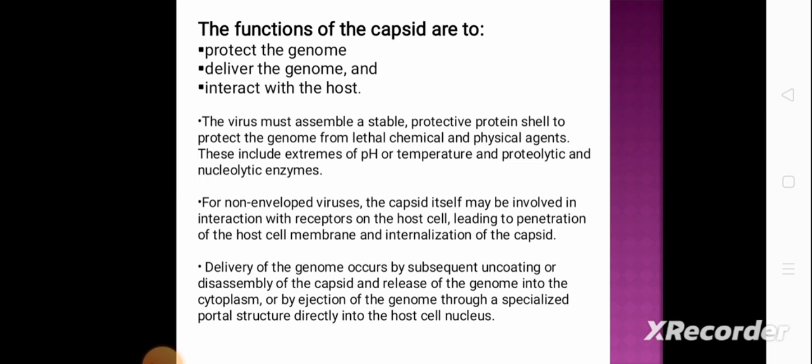The virus must assemble a stable protective protein shell to protect the genome from lethal chemical and physical agents. This includes extremes of pH, temperature, and proteolytic and nucleolytic enzymes. For non-enveloped viruses, the capsid itself may be involved in the interaction with receptors on the host cells, leading to penetration of the host cell membrane and internalization of the capsid. Delivery of the genome occurs by subsequent uncoating or disassembly of the capsid and release of the genome into the cytoplasm, or by ejection of the genome through a specialized portal structure directly into the host cell nucleus.